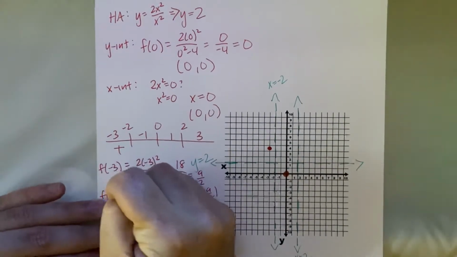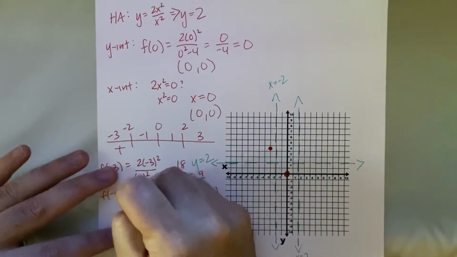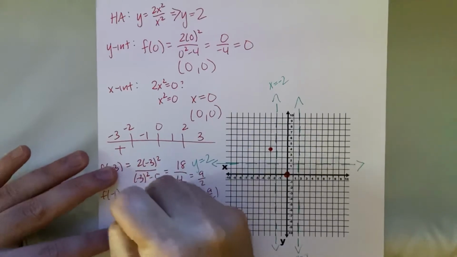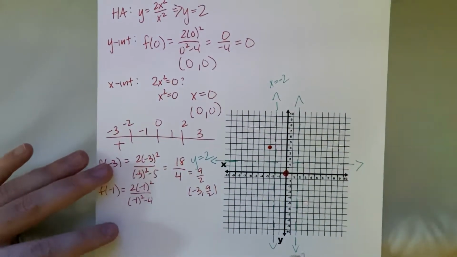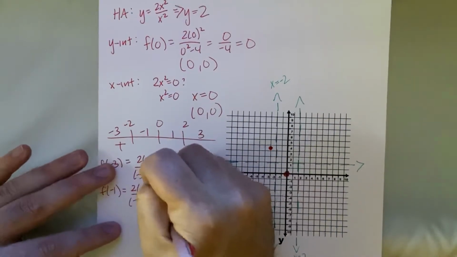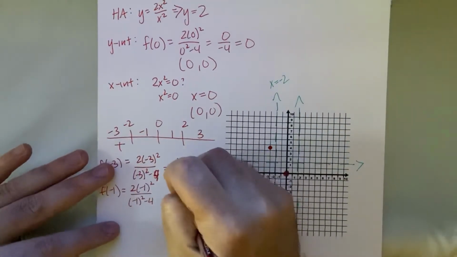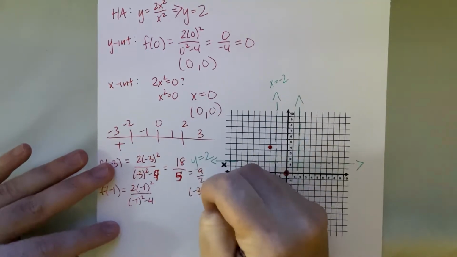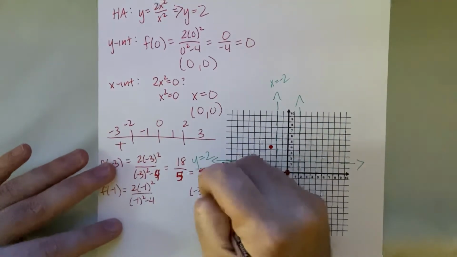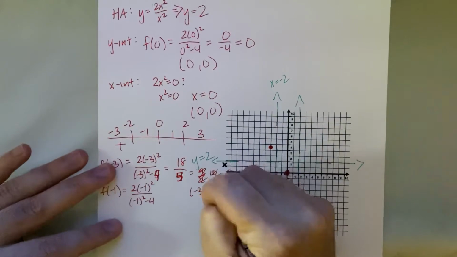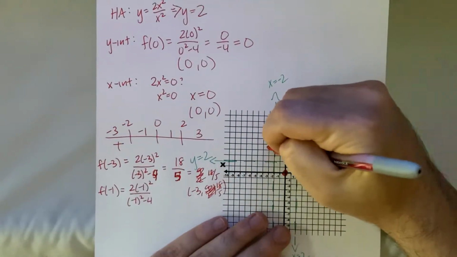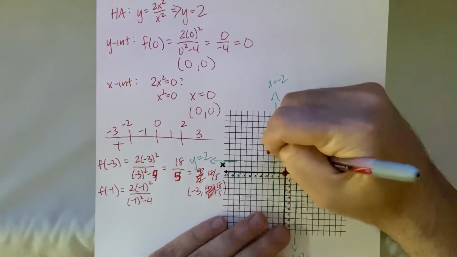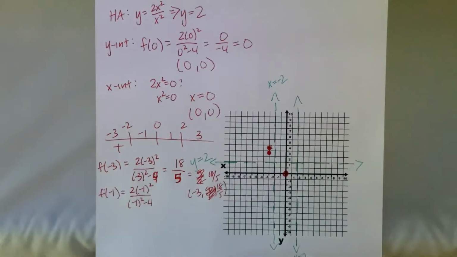Okay, -1. It's 2 times -1 squared over -1 squared minus 4. I don't know why I did minus 5. Should have been minus 4. This was 18 over 5 instead, which doesn't reduce. 18 over 5 is a different number. It's a little bit below 4. My apologies. Writing the wrong thing.